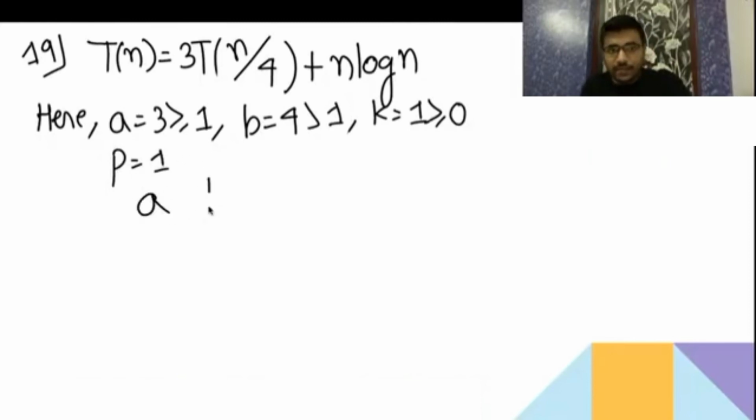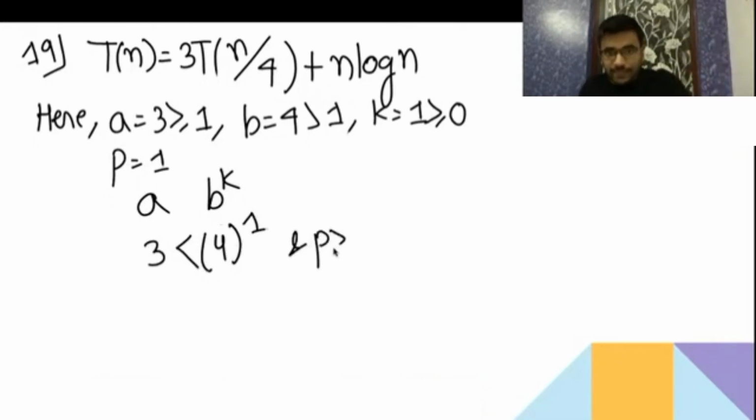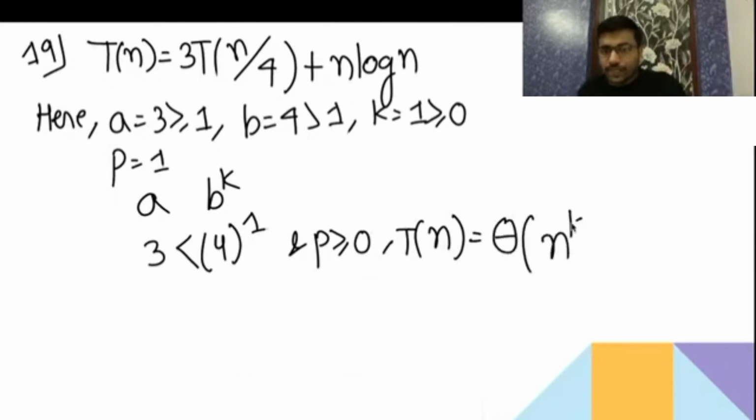So compare a and b to the power k. a is 3, b is 4, and k is 1. So a is smaller than b to the power k, the third case, and p is greater than or equal to 0, then Tn is going to be the third case. In the third case, Tn is going to be theta n to the power k log to the power p n.